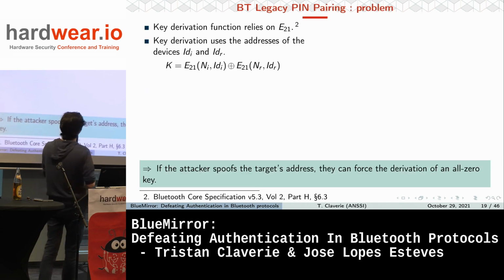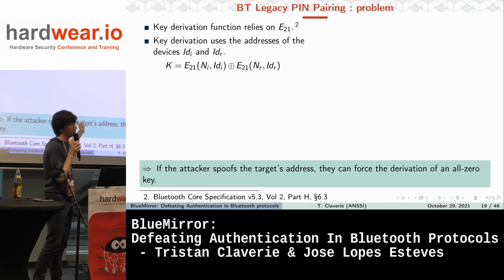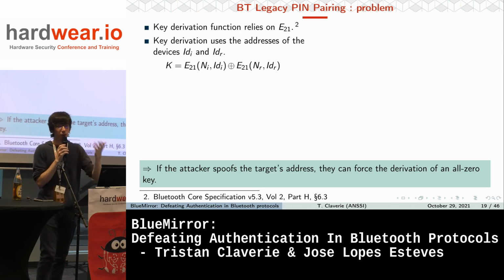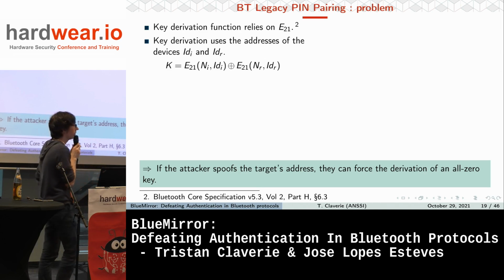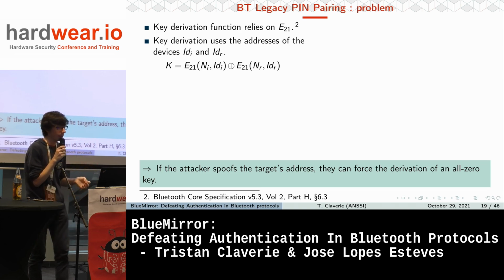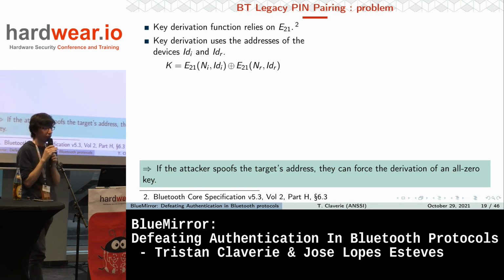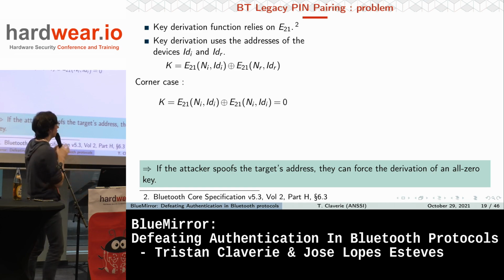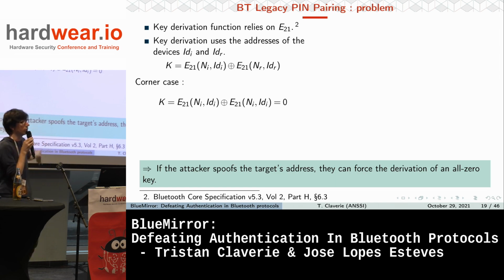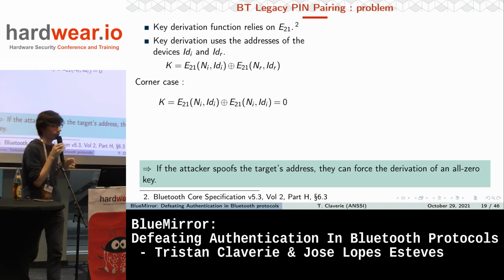The problem here is in the key derivation function. It relies on an internal function which is called E21, specified in the Bluetooth specification. And you see that the key derivation is basically an XOR. So in fact, if as an attacker you manage to spoof the address of one of the devices, you may be able to force the derivation of an all-zero key.